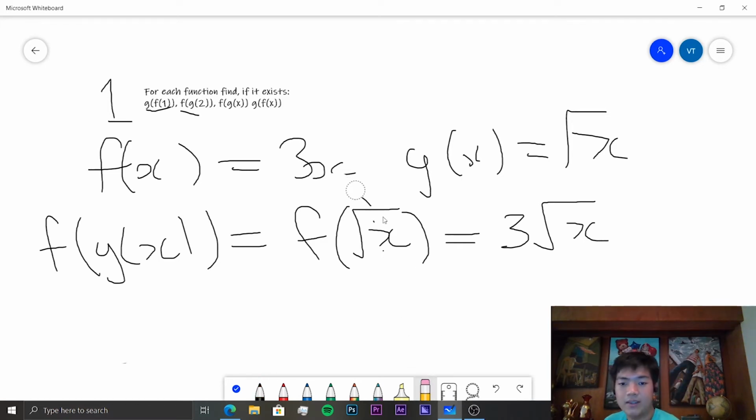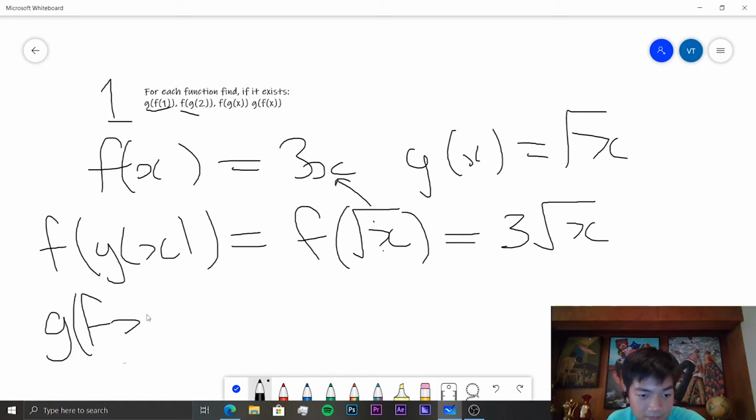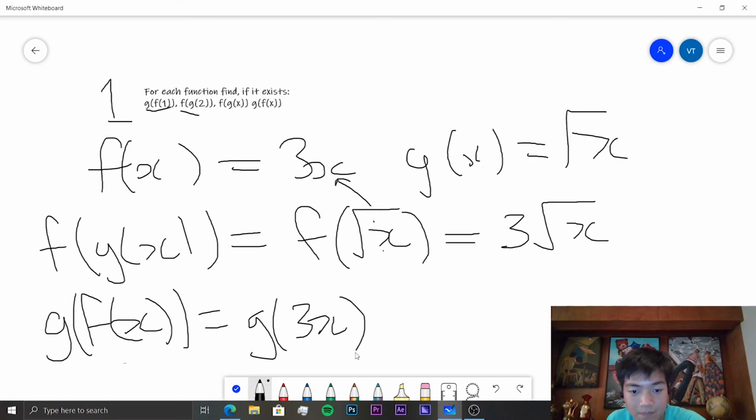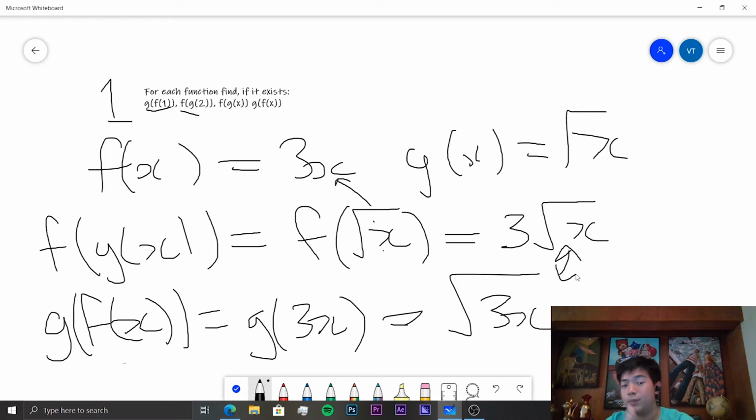Now what's g(f(x)) though? Well, we know that's equal to g of f of x, which is 3x, so we'll put 3x in here. And that should be equal to the square root of 3x. So as you can see, with the composites of two functions, it really matters which order you put the functions in, and just be aware of that when you're going through questions like these.